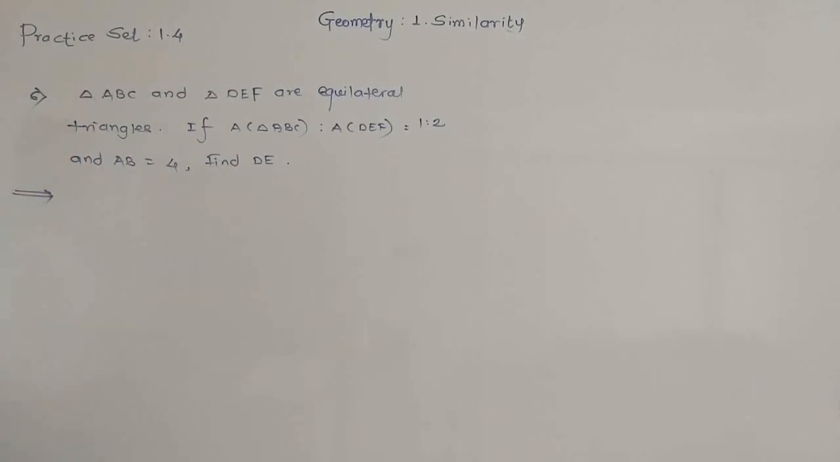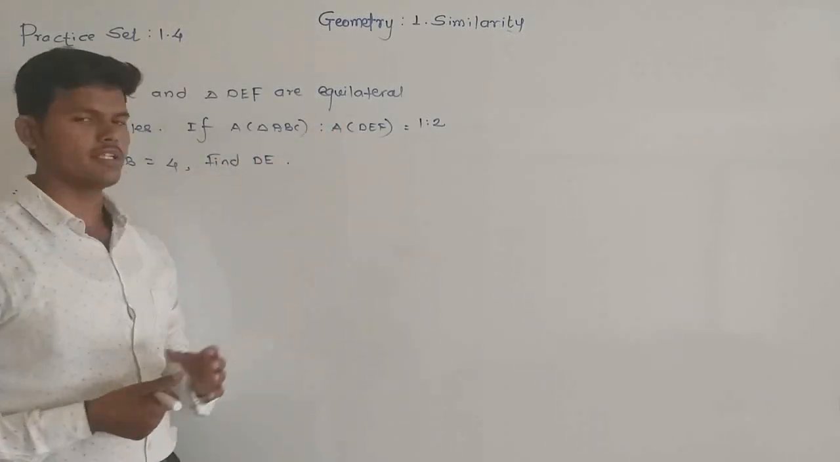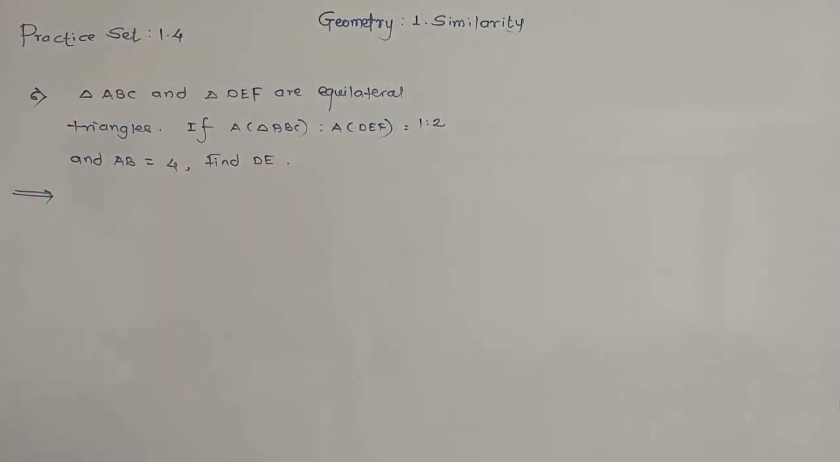The second last question of practice set 1.4: triangle ABC and triangle DEF are equilateral triangles. Also given that the ratio of area of triangle ABC to area of triangle DEF is 1:2, and the length of AB is 4, then find the length of DE.